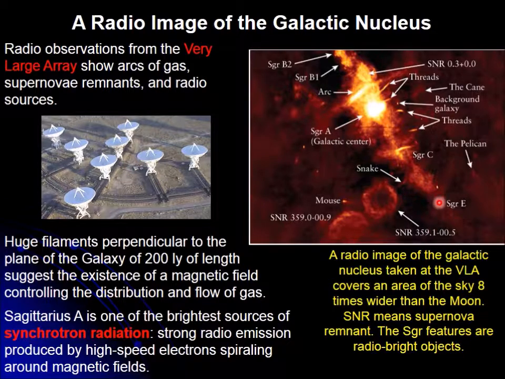We're gonna see interesting regions, like for instance, look at this arc. Look at those semi-circular things. Those are supernova remnants. So we have a supernova remnant here, supernova remnant here, supernova remnant here, and we have radio sources also. Sag A radio, B2, B1, all those are radio sources. We see streaks of light.